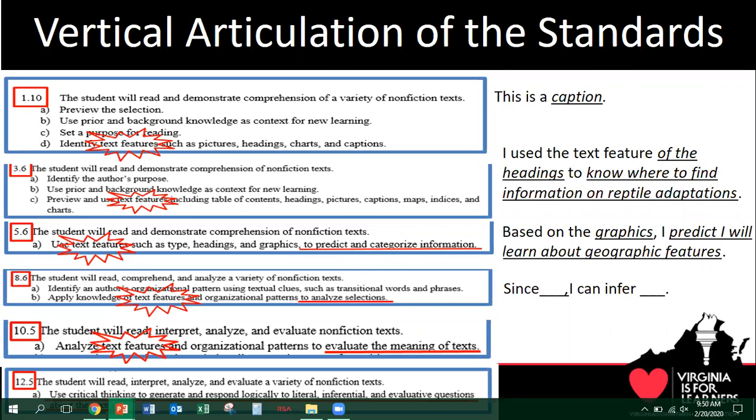And then for the next three examples, it became a little bit more difficult without a specific text to refer to. So I just gave a simple frame for each of them. Since blank, I can infer blank. So again, it's analyzing, it's applying, it's using those text features to make deeper analysis kinds of statements. So you could, again, tailor those sentence frames based on your specific text and content of the lesson.